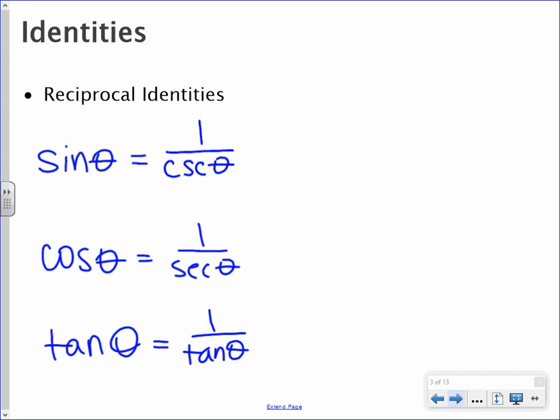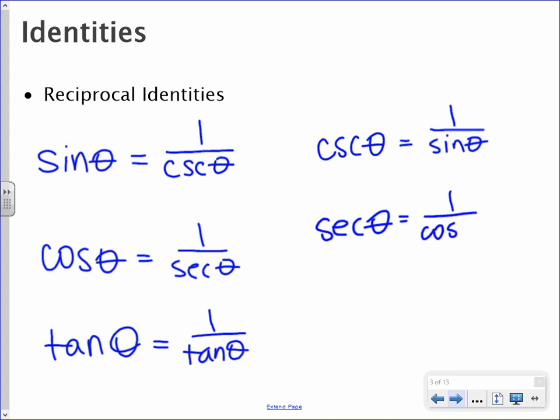Okay? We could also write them in a different manner. And these are probably the ones that you'll see more often that you'll need to use. Cosecant is the same thing as 1 over sine theta. Secant is the same as 1 over cosine. And cotangent is the same as 1 over tangent.